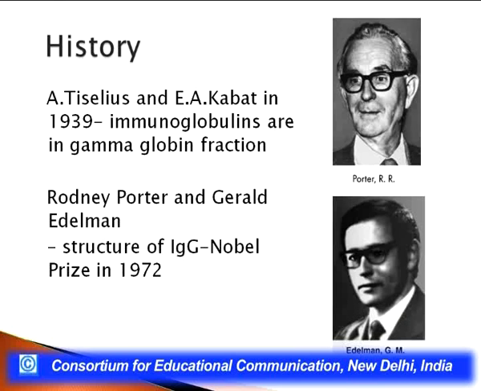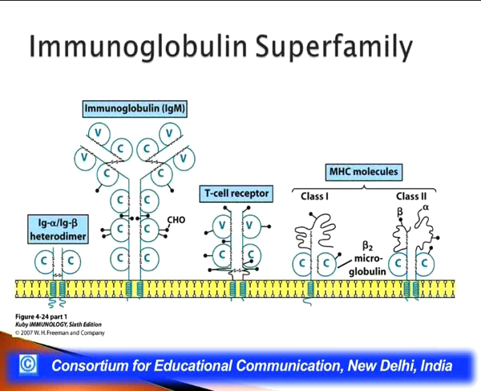As you can see, we have Porter on the upper part of the slide, followed by Edelman. They were the real people who actually founded the structure of immunoglobulins. Now, all these molecules, as I was just telling you, belong to the immunoglobulin superfamily. Here you can see we have an IgM, which is a type of immunoglobulin. We have a T cell receptor, we have MHC molecules, as well as the immunoglobulins which are specifically located on the membrane of B lymphocytes.